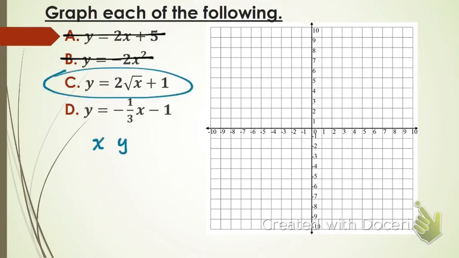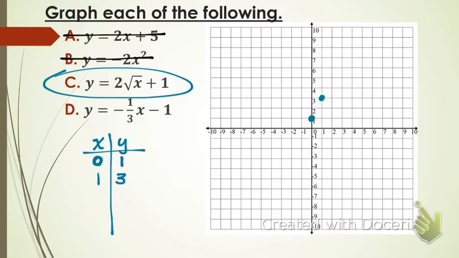So for this one, I couldn't have any negatives. I could start it with a 0. What will the output be here? 1. What's the next input that I'd want to be using here? Something I can take the square root of easily. 1. I do the square root of 1, I get 1, and then I do what to that 1? Multiply by 2. Plus 1. So what's my output? 3. 1, 3.